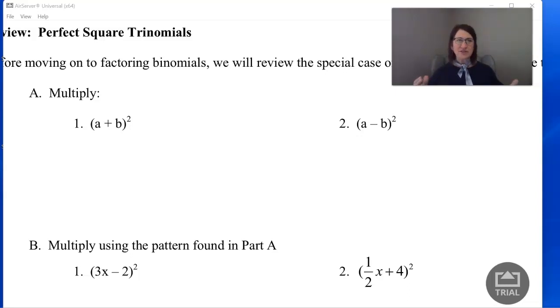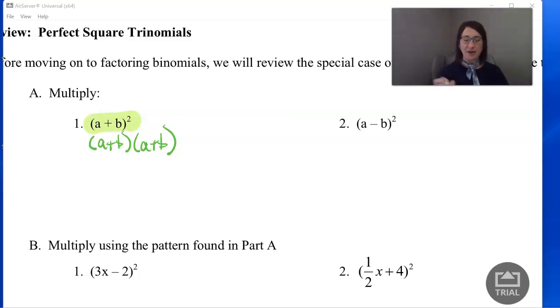So I'm first going to start off here with (a + b) squared. That is a factored form of a perfect square trinomial. It's a binomial that's in parentheses raised to the second power. Using the definition of an exponent, I could write this as (a + b) times (a + b), and then I would just multiply this out using FOIL or the distributive property, okay?